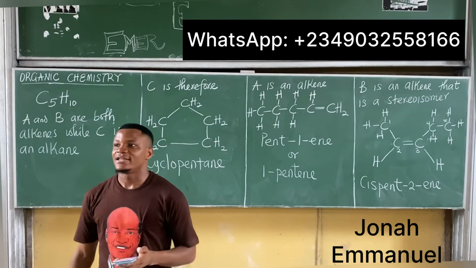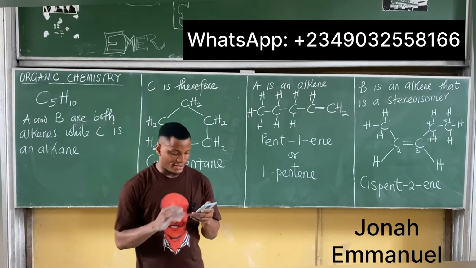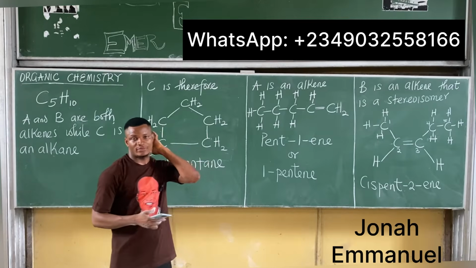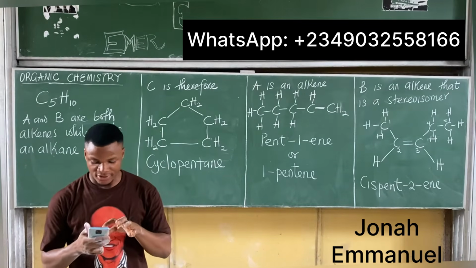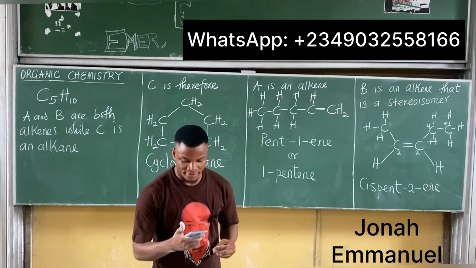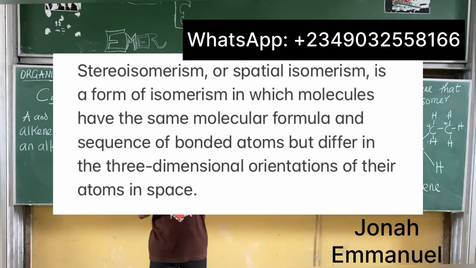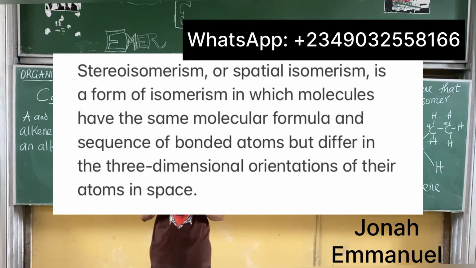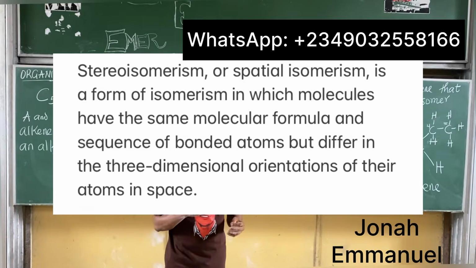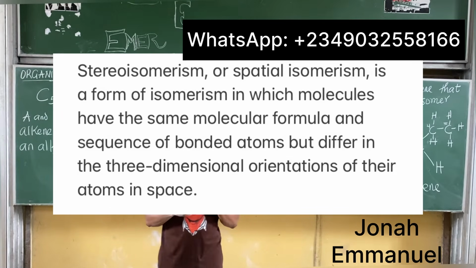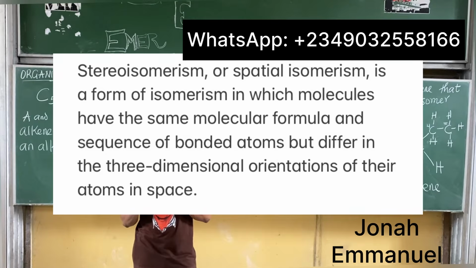The last thing there says, state the meaning of stereoisomerism. All right, copy down. Let me give you a definition of stereoisomerism, and then we can proceed. Stereoisomerism, or spatial isomerism, is a form of isomerism in which molecules have the same molecular formula and sequence of bonded atoms but differ in the 3-dimensional orientations of their atoms in space.